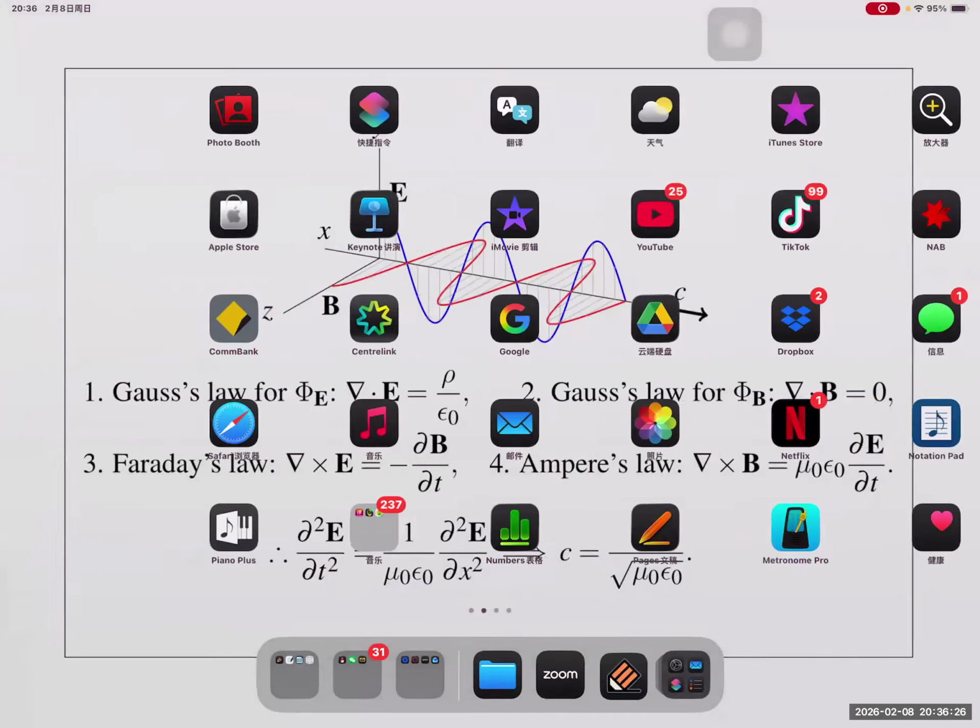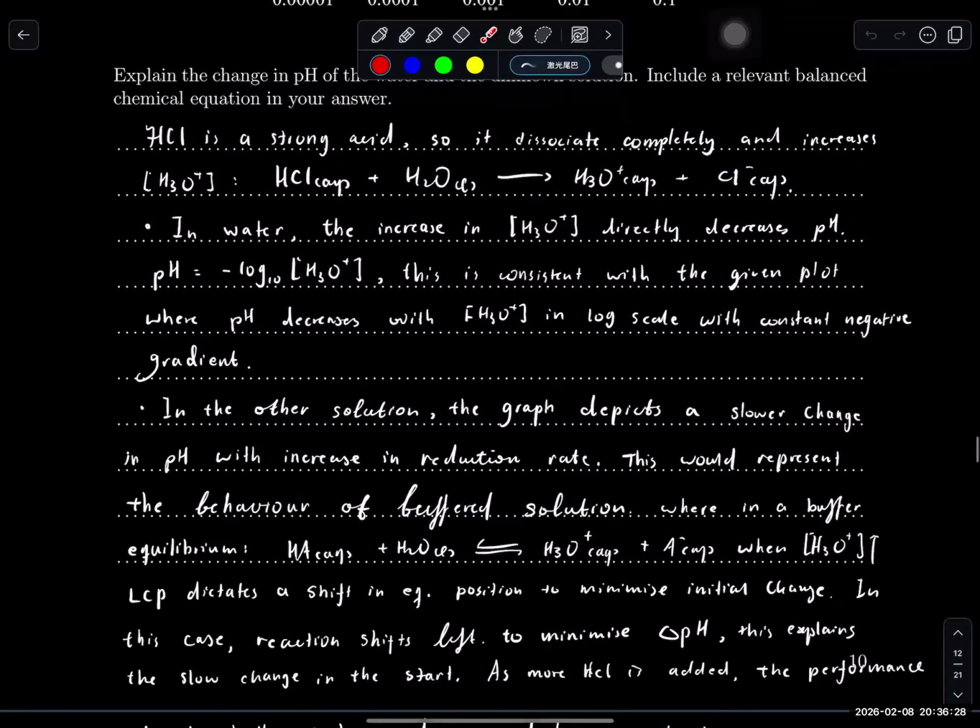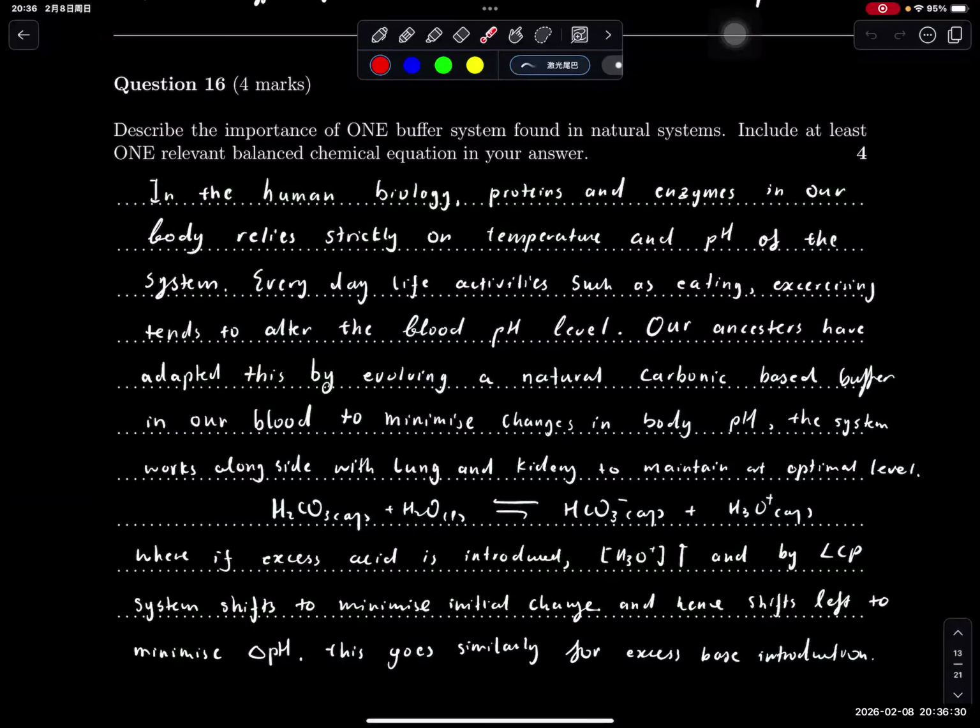All right, so sorry about that. Continuation, question 16: describe the importance of one buffer system found in natural systems, including at least one relevant balanced chemical equation in your answer. So I've used the human body example. You can choose any. I just happen to know more about human bodies. There's no particular reason besides I am a human, so I should know about myself.